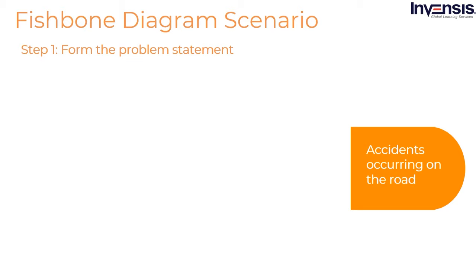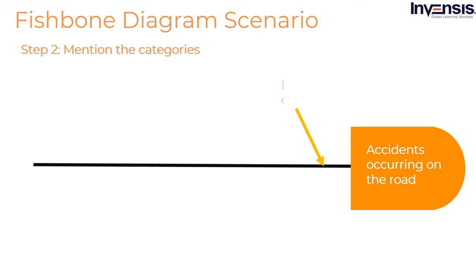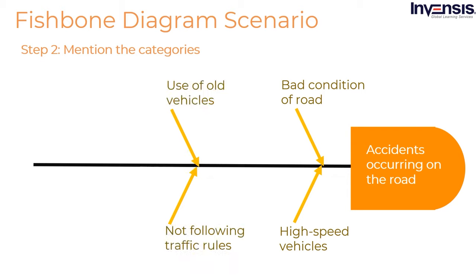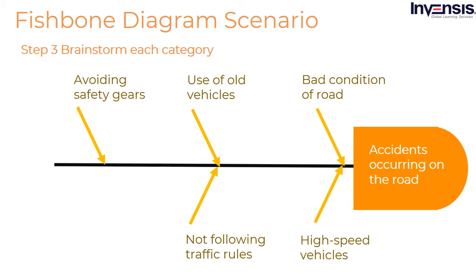Now, we have to brainstorm the main categories that are responsible for the occurring of the problem. So, what are those categories? The first one would be no proper condition of the road. We can mention the next category as high-speed vehicles. Then, we can mention use of old vehicles as the next category. Not following traffic rules can become our next category. Avoiding safety gears may become our last category. Now, we shall move to our next step, that is, we shall brainstorm each category.